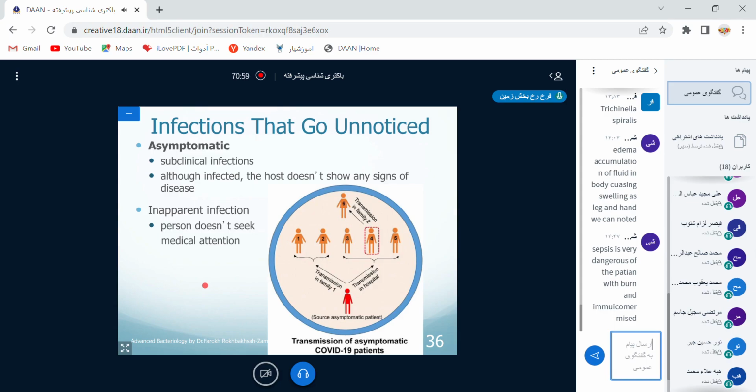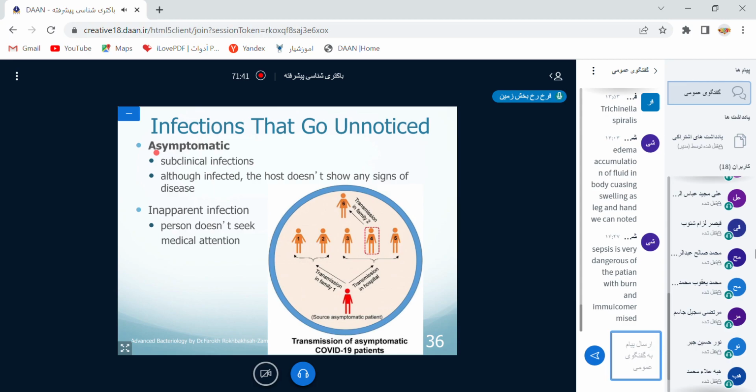Infections that go unnoticed. Sometimes we have a definition with the name of asymptomatic infections. We have two types of infection: symptomatic infection and asymptomatic infections. In symptomatic infections, there are many signs and many symptoms. So you go to the physician and you have many things to say. When it is symptomatic, you say, I have headache, I have fever, I have so and so.